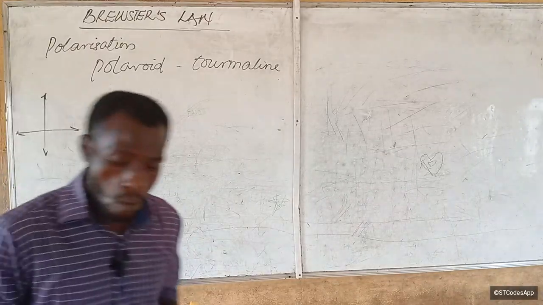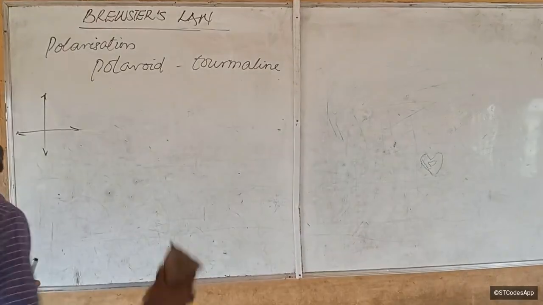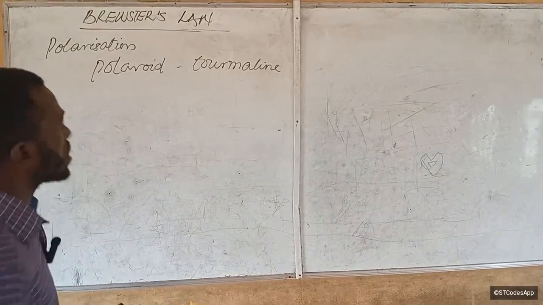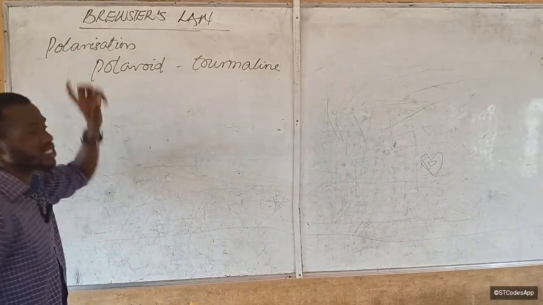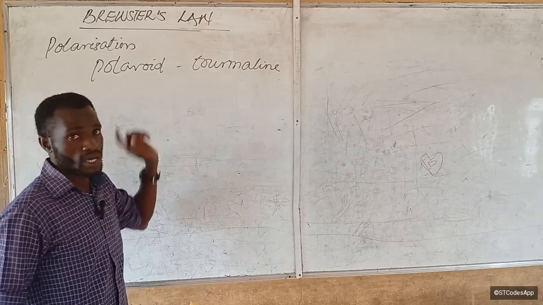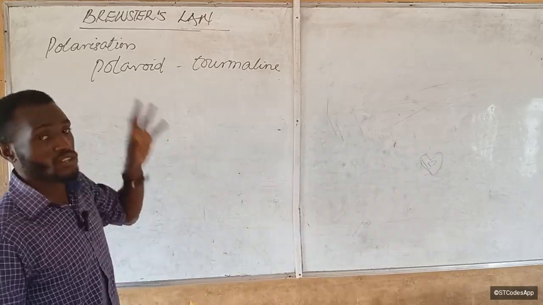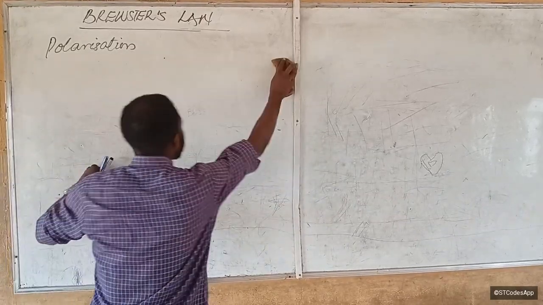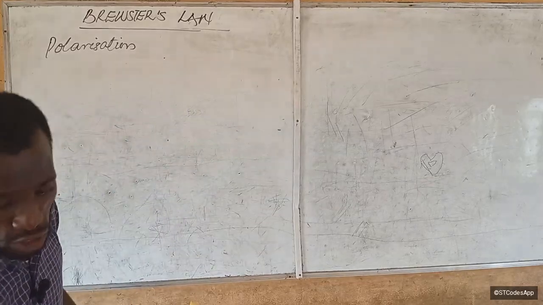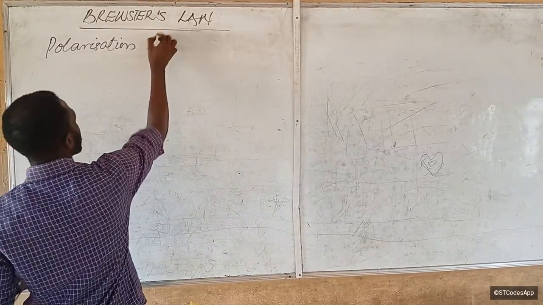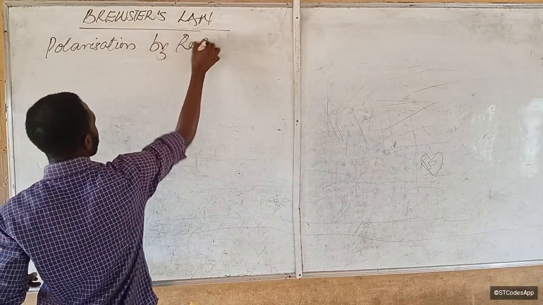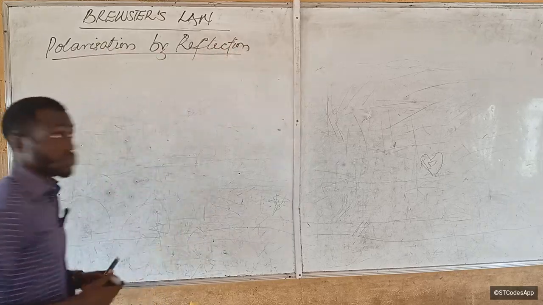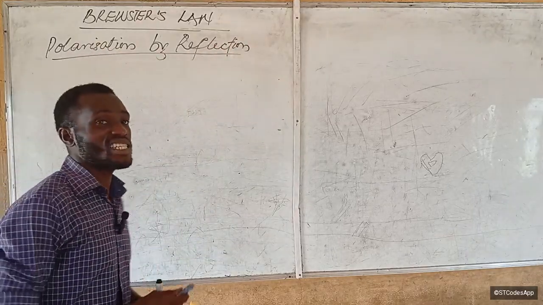Now what do we need to understand about Brewster's law? One of the methods of polarization is using a polaroid. There are other methods of polarization, and one of them is polarization by reflection, and another is polarization by refraction. So we are going to be seeing polarization by reflection. A light wave can be polarized by reflection.